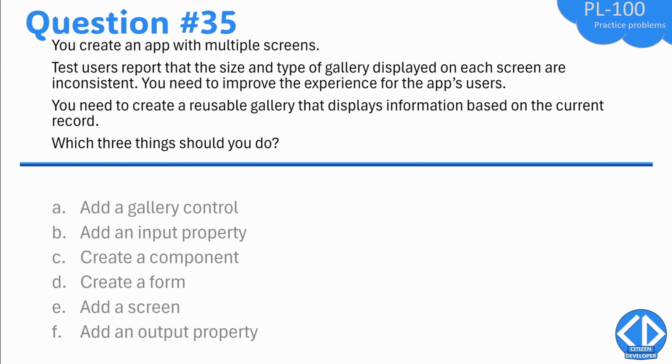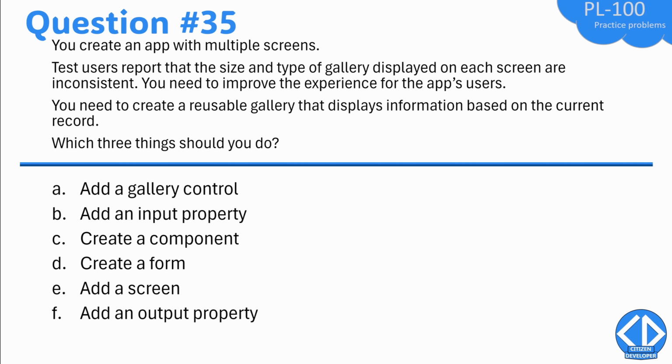Question 35. You create an app with multiple screens. Test users report that the size and type of gallery displayed in each screen are inconsistent. You need to improve the experience for the app's users. You need to create a reusable gallery that displays information based on the current record. Which 3 things should you do? So we have several different screens, and there's a gallery on these different screens, and they all look different. They might have a different color, different font, different size, and we want them to all be uniform.